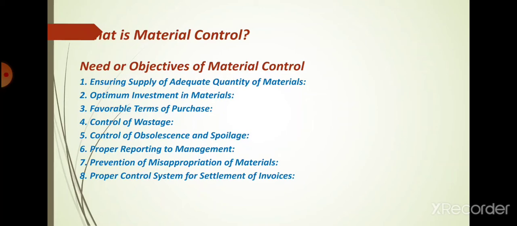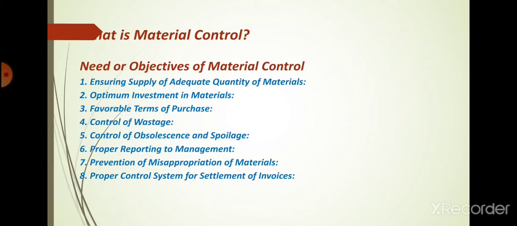The second one is optimum investment in materials. Keeping the amount invested in materials under control is a central objective of material control. Locking up of funds in stocks results in mismanagement of working capital. Overstocking should be avoided in view of its disadvantages. Excessive investment and overstocking can be avoided by fixing maximum stock level for all major items of materials.